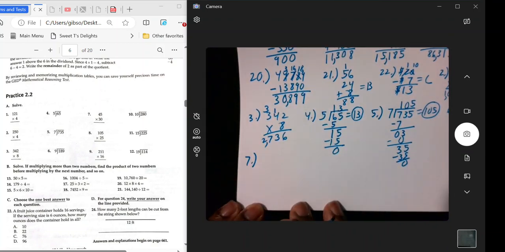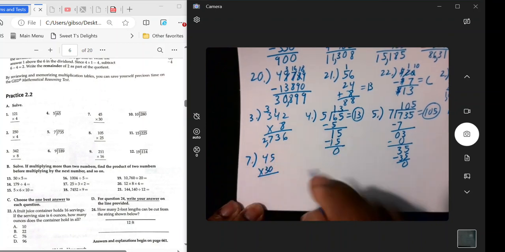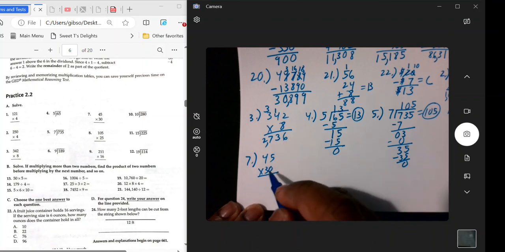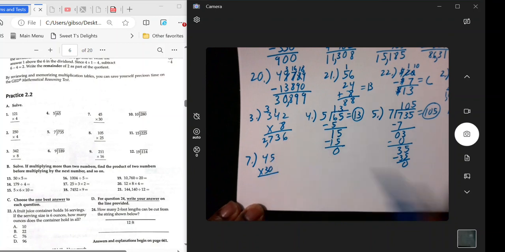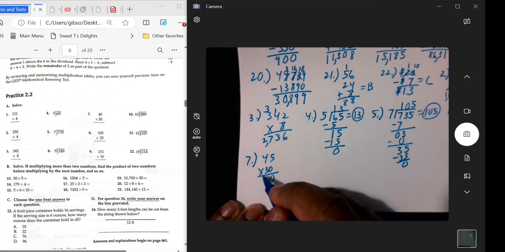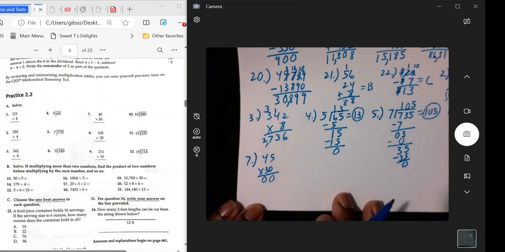So problem number 7, we have 45 times 30. Okay, now with 45 times 30, now we have 2-digit numbers multiplying by each other. So what we do, again, we start with the ones place. 0 times 5 we know is 0. 0 times 4 is 0. So we know that that's just basically 0.